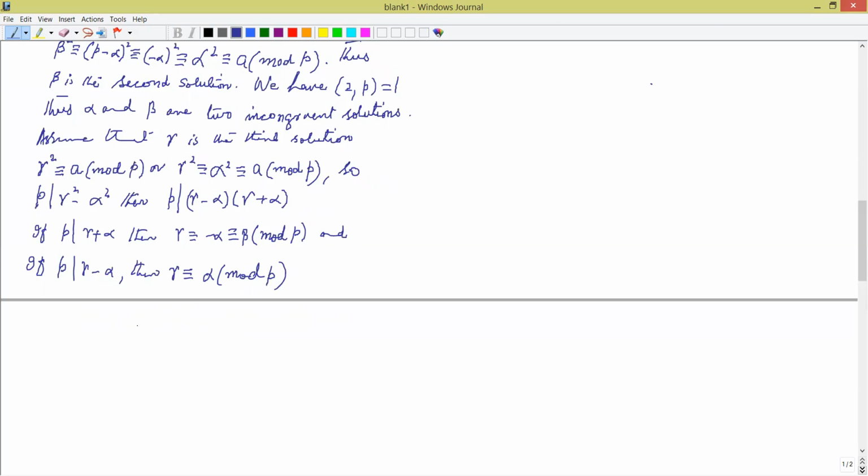A quadratic congruence is only solvable when A is a quadratic residue of P. So if A is a quadratic residue of P, then the quadratic congruence is solvable. Inshallah, we will discuss the next result, which is Euler's criterion, in the second part of lecture 10A.